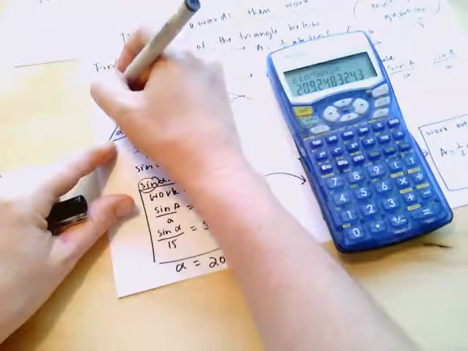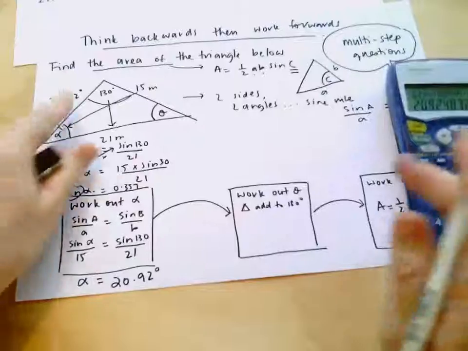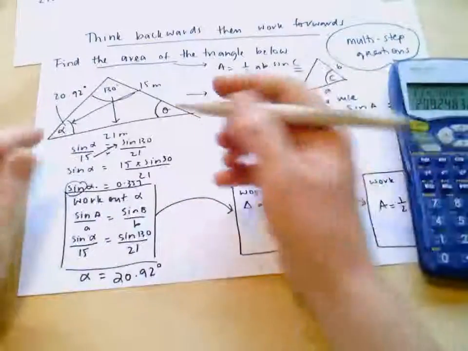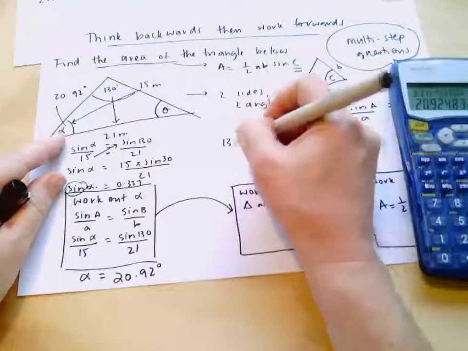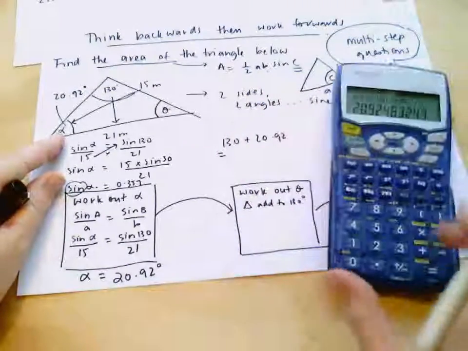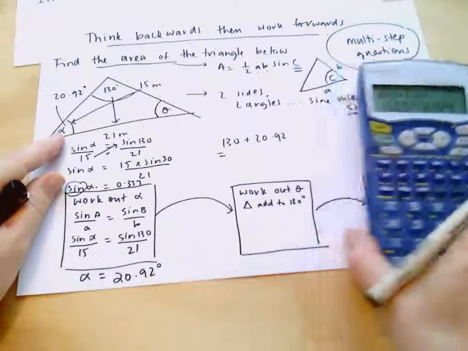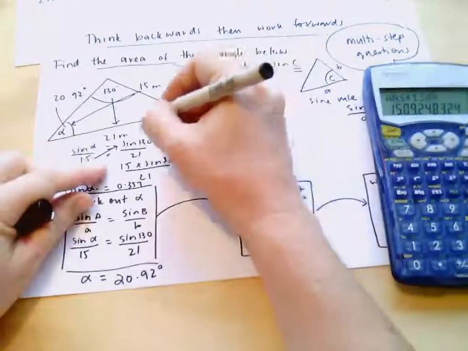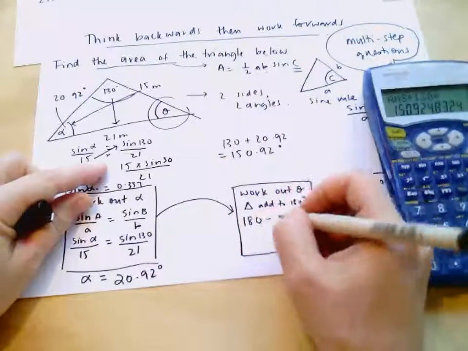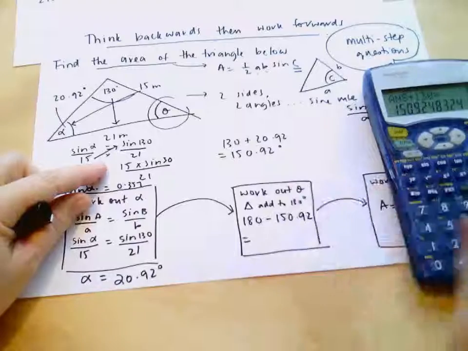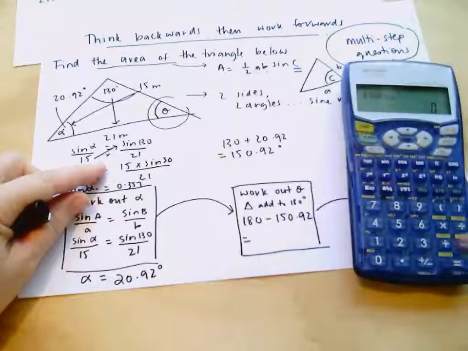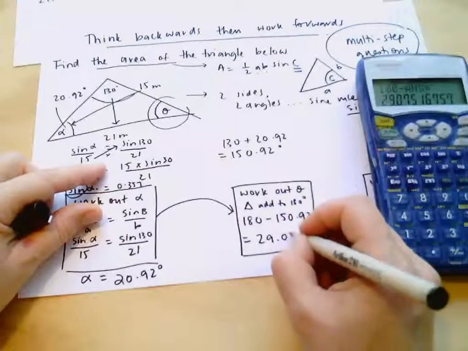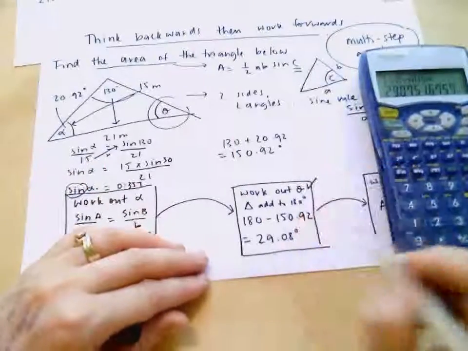So I've worked this out. I know that this is 20.92 now. So if I know that that's 20.92 and I know that that's 130, then I can work out what this must be. How am I going to do that? Well, I'll add these two together, 130 plus 20.92. So I know that those two together add up to 150.92 degrees. So theta here must be 180, take away that, 150.92. So again, I'm going to do 180, I'm going to take away my answer that I just got. Gives me 29 degrees or 29.08 degrees. So I've worked out theta, that's good.